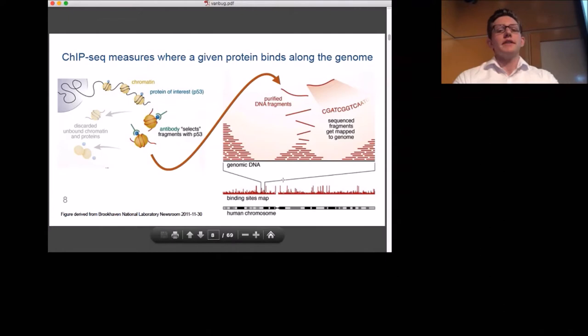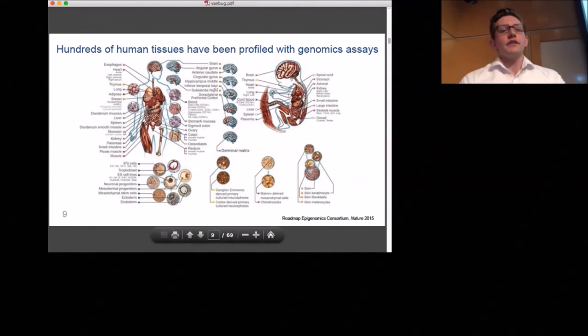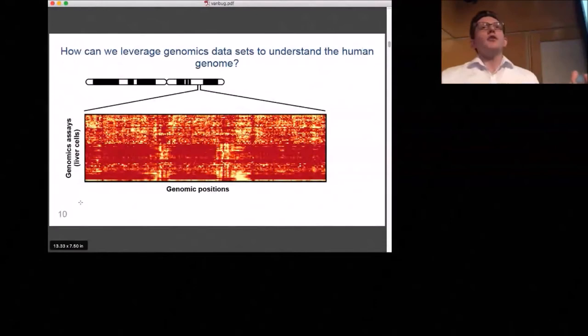A huge number of tissues have been profiled using these genomics assays. Here is a figure from the Roadmap Epigenomics Consortium, which is a sister consortium to ENCODE. Here's a list of all of the human tissues they profiled. There's a ton of them, including brain, heart, liver, and also embryonic tissues. So we have a huge amount of data now about the genome. My research focuses on trying to understand the activity of the human genome using these data sets.